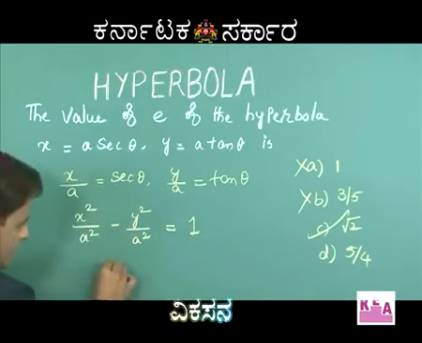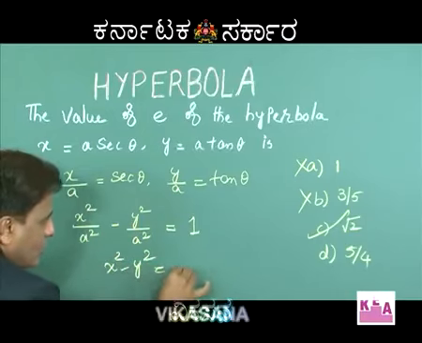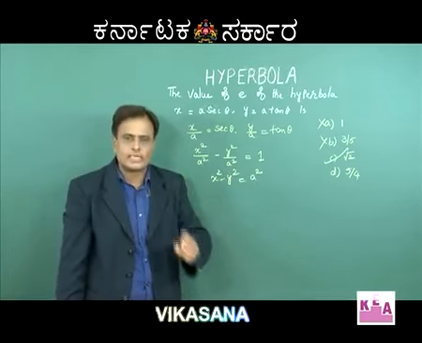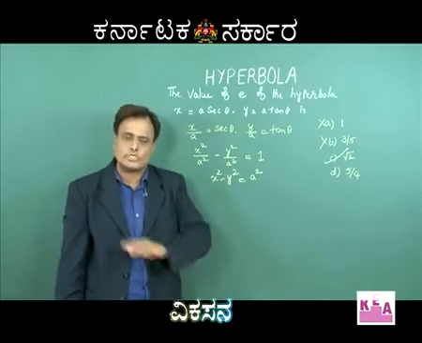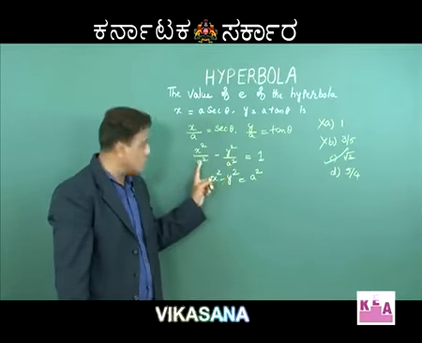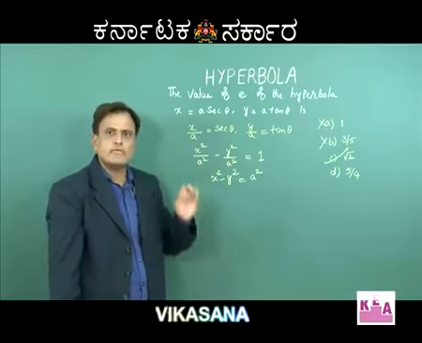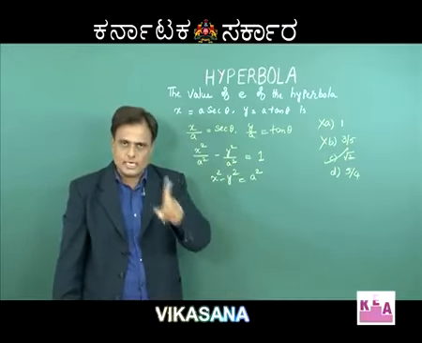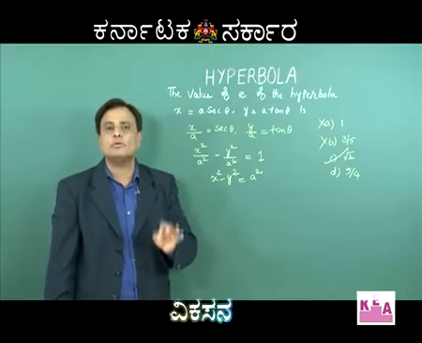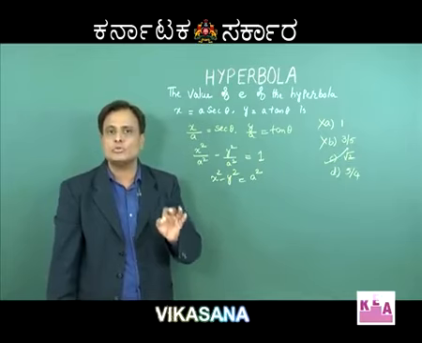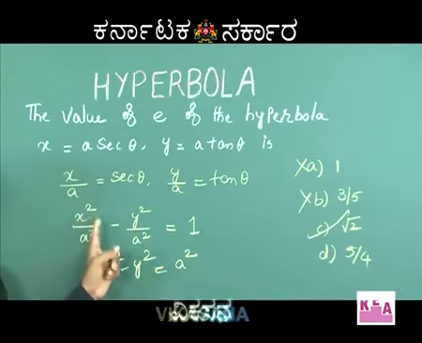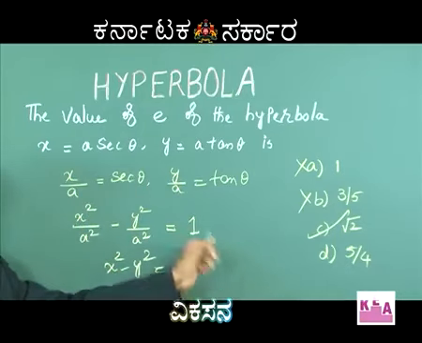If you simplify it, you can see that x square minus y square is equal to a square. This is the standard equation of a rectangular hyperbola. For any rectangular hyperbola, e is always equal to root 2. It is fixed, irrespective of the value of a square here. It may be 25 or 36. For a rectangular hyperbola, e is always equal to root 2. Please note down this point. According to the given question, the equation is a rectangular hyperbola, therefore e is equal to root 2. C is the right option.